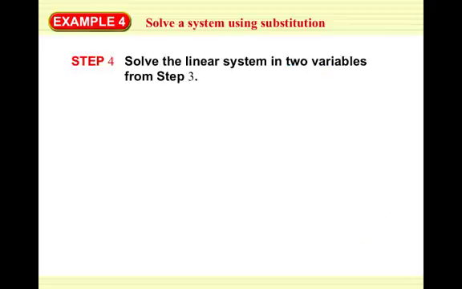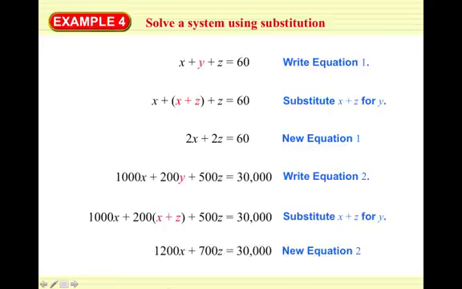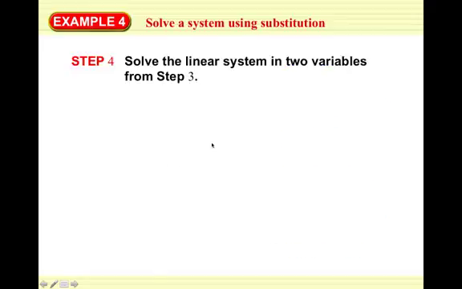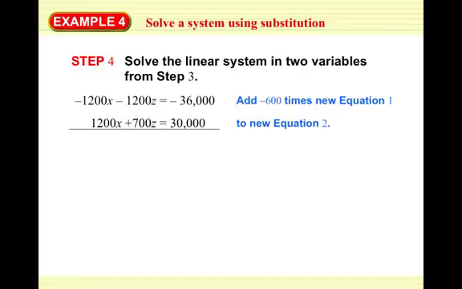All right, we're going to solve the linear system of two variables. So let's see, let's go back here. Oh, I might as well get rid of the x's, so I need to multiply this first equation by negative 600 so I can get negative 1,200 in front of x. So we're going to have negative 1,200x minus 1,200z equals negative 36,000. And we're going to add to that 1,200x plus 700z equals 30,000. And so we get negative 500z equals negative 6,000.